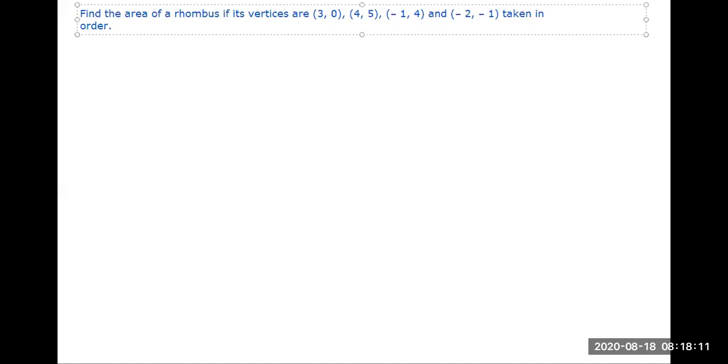Hello students, today let us try to solve some questions, solved and unsolved, from the exercises from the NCERT book based upon section formula and distance formula. So this is the first question.